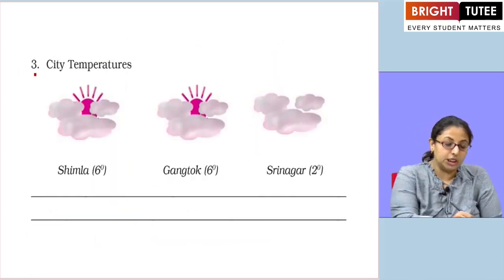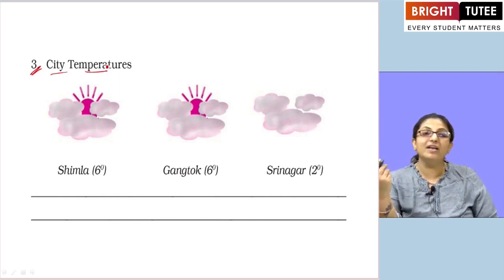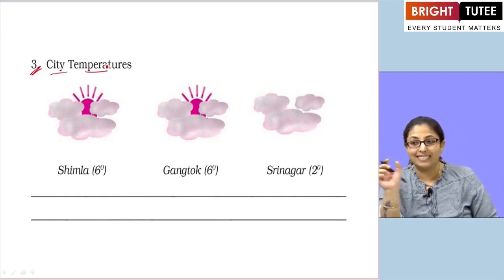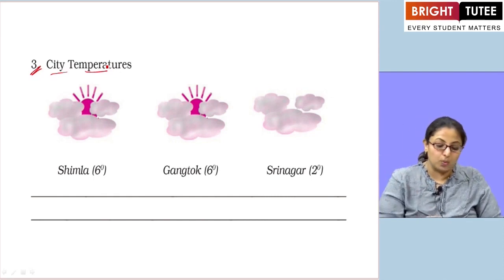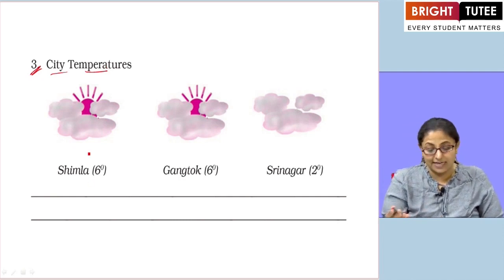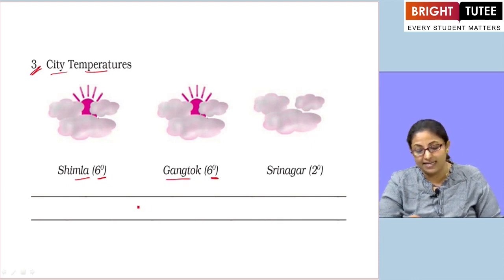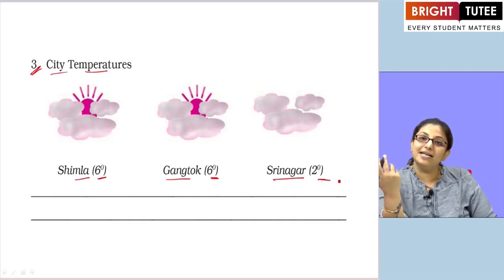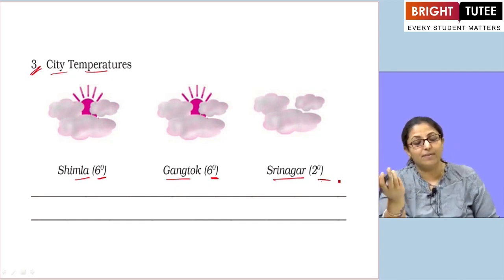Coming to the third one, city temperatures. Now here again we will have to do the similar kind of degree of comparisons using as and adding er than. So you all have to do it yourself. For example, Shimla is 6 degrees, Gangtok is 6 degrees, and Srinagar is 2 degrees. So you can write the sentences on your own with the correct degree of comparisons.